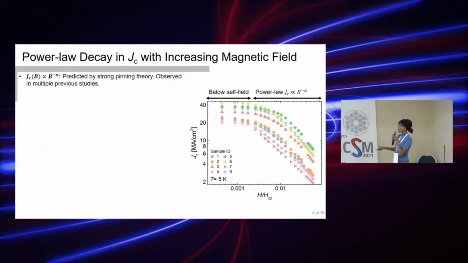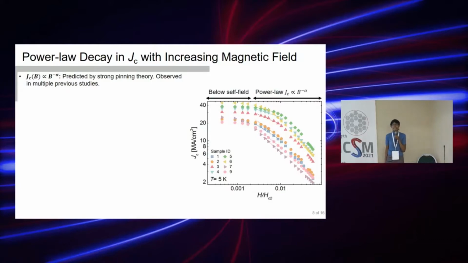Okay, so now this plot shows JC versus magnetic field normalized to HC2 that we collected in all of our samples. And don't worry right now about which sample's which. What I want to simply point out is that on this log-log plot, above self-field, we see linear behavior. And this linear behavior means that we have a power law relationship between JC and the applied magnetic field, and we call the power law exponent alpha.